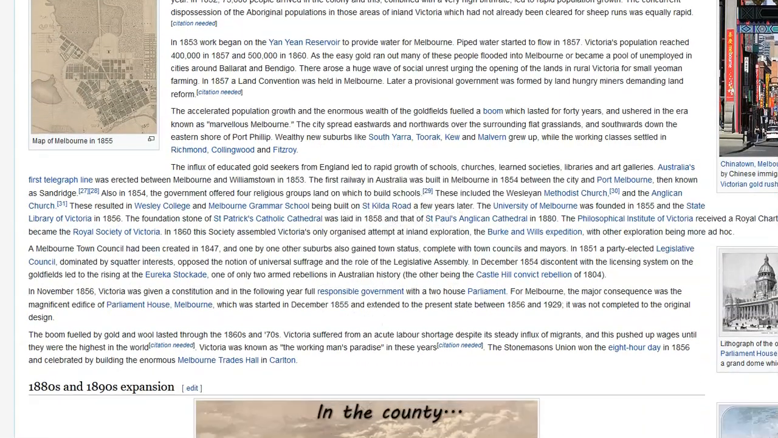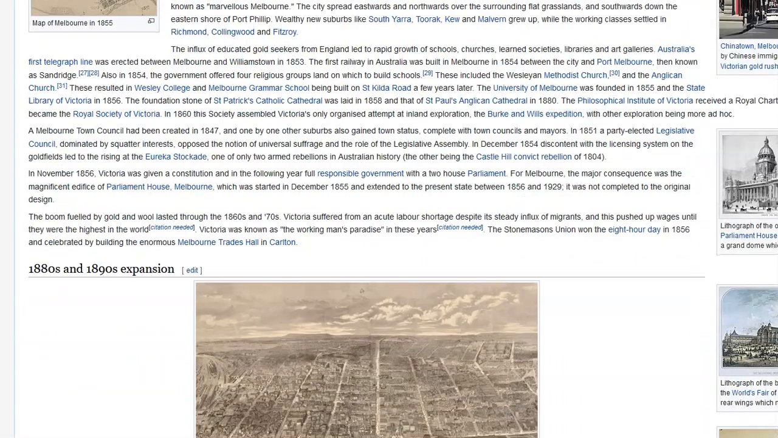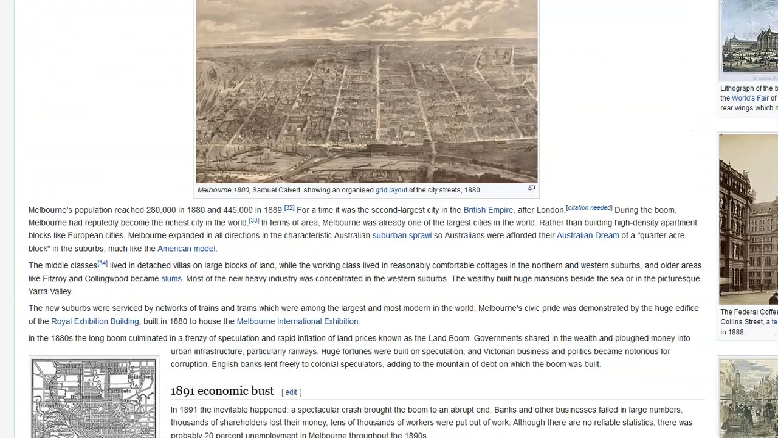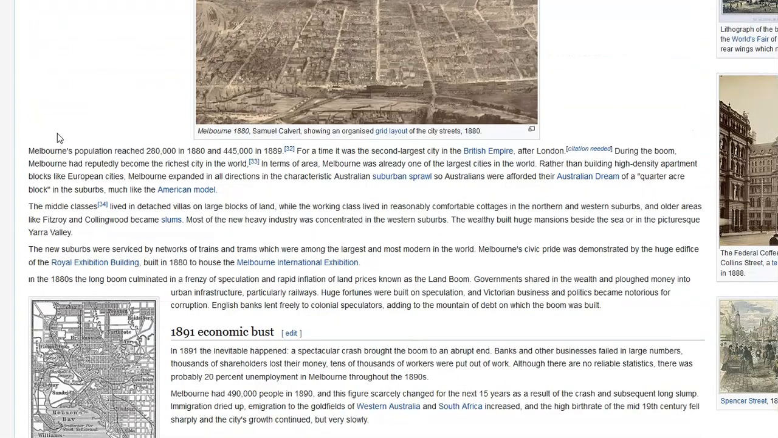Somewhere in here it also says this was at one point in time the second largest. There it is. Melbourne's population reached 280,000 in 1880, 445,000 in 1889, and for a time was the second largest city in the British Empire after London. Modern day says less than 200,000. So you had this big boom and then this petering off over time to what we see today.